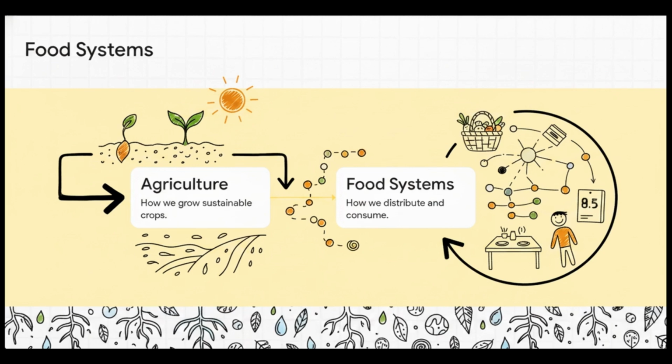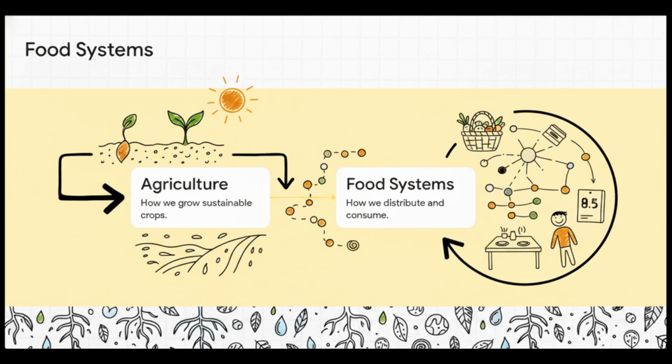Step 1 is sustainable agriculture. That's the how we grow phase, dealing directly with the land and water we literally just discussed. Step 2 is sustainable food systems. That's the how we distribute and consume phase. And bridging those 2 steps, it's a massive logistical challenge.